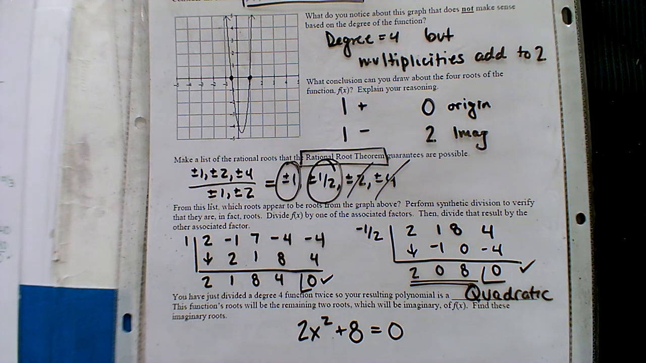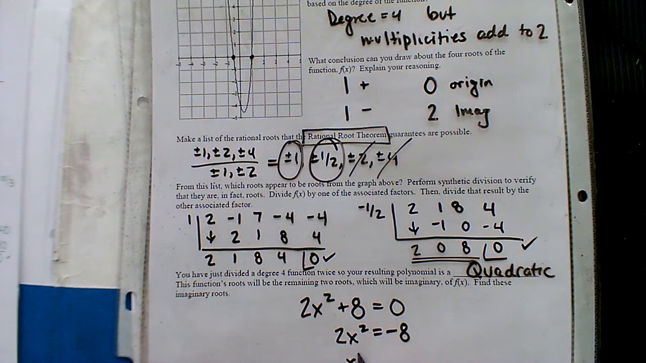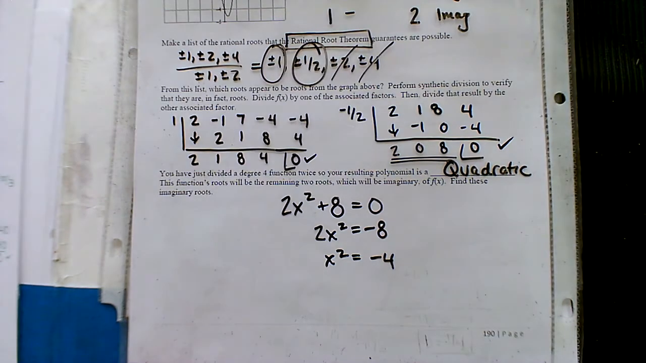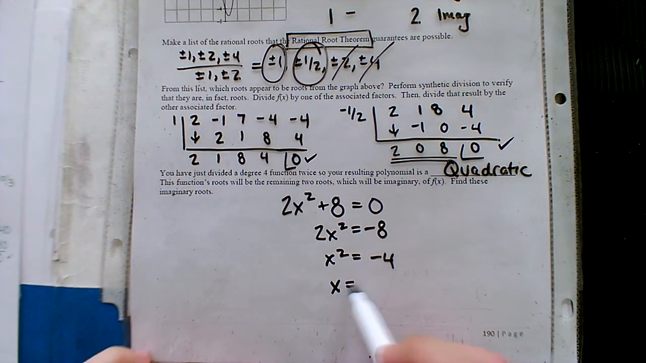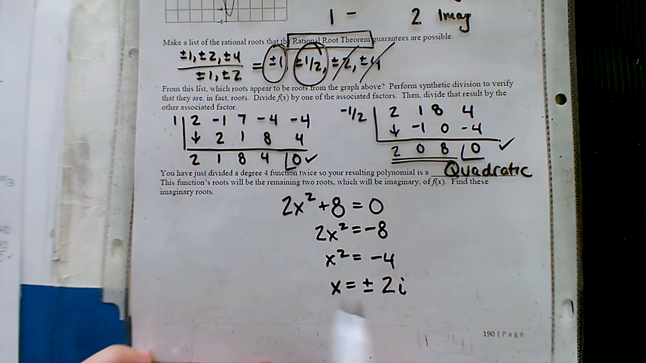Can we solve for x? Subtract the 8. Divide by 2. Oops. Square root both sides. Square root of -4. You can't, so it's not real. That means it's going to be imaginary. Square root of 4? 4i. Not 4, close. 2i. Okay, square root of 4 is 2. Square root of a negative is imaginary.